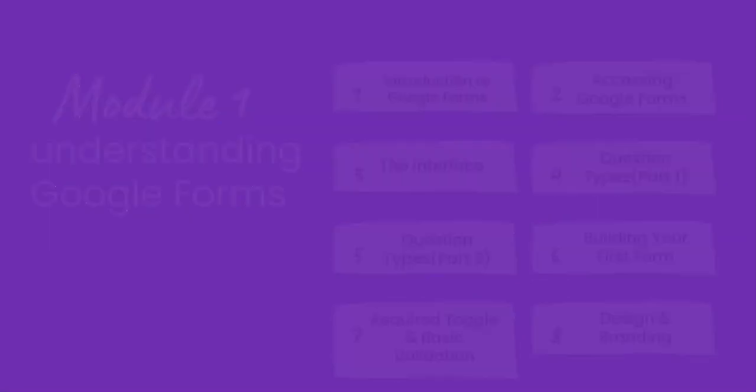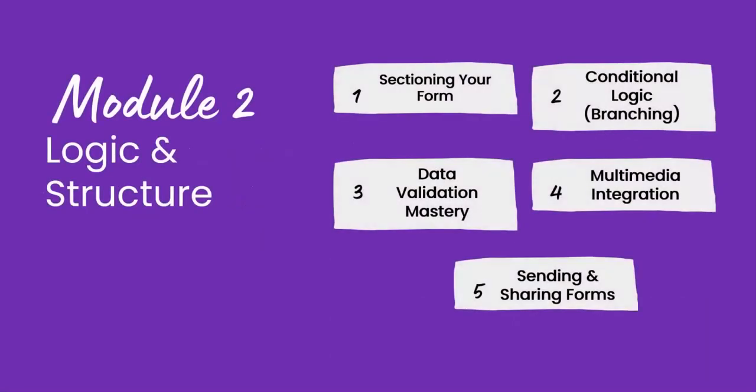And then we'll proceed to module 2, where we start with how we can put our form into sections, how we can sectionalize our form. And we look at conditional logic, the one we call branching, and then we look at data validation mastery, more of that, and then we look at how we can integrate multimedia into our form, and then we look at sending and sharing our form in module 2.